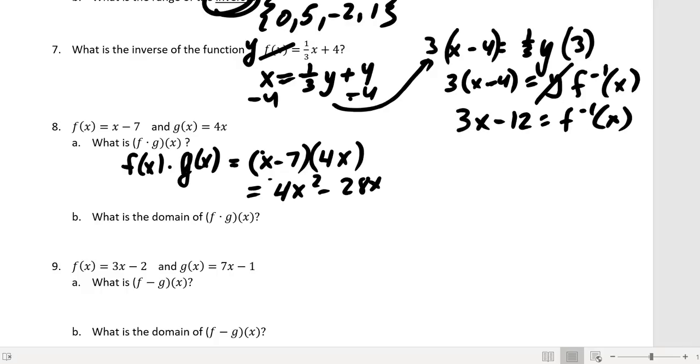So when we want to look at the domain, we just want to check out the original functions. Our original functions, this is a linear function and this is a linear function. We know linear functions, the domains are always negative infinity to positive infinity.